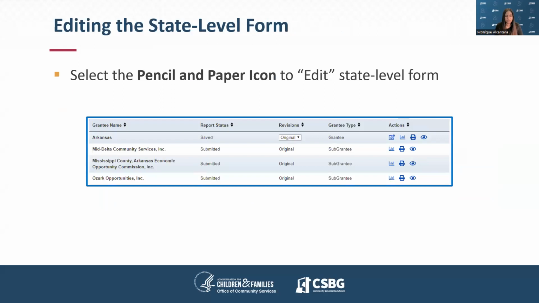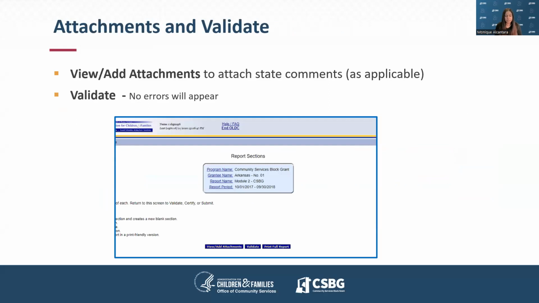So to view the state level form, you'll select the pencil and paper icon or the edit icon, and it'll take you into the state level form. Once there, you'll see the options to view and add attachments. This is where you'll add any attachments if you have comments as applicable. If you have comments separated into module 2 comments and module 4 comments, you'll upload them or attach them to the correct module. If you only have one form that contains both module 2 and module 4 comments, you can attach them to the module 2 form. You'll then select validate. There will be no errors, as errors are not built into module 2 and module 4. And then next slide.